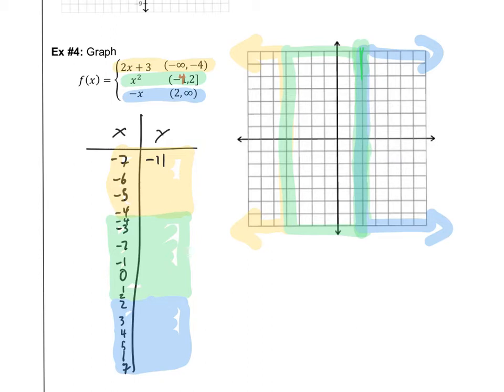Let's do the -6. Same idea. -6 times 2 is -12. -12 plus 3 is -9.